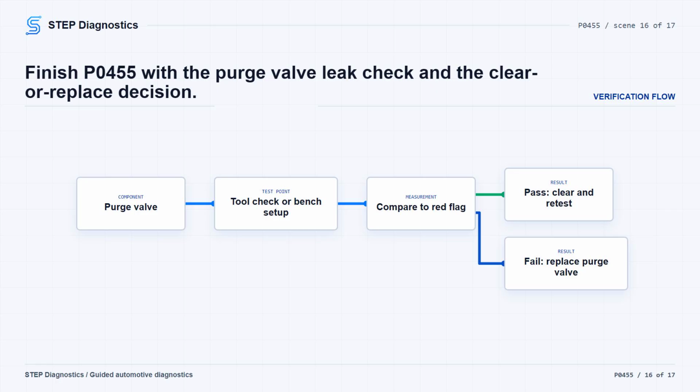Let the flow meter ball descend until it stops, then compare it to the red pointer flag. Below the indicator flag means the purge valve passed the pressure test. Above the indicator flag means the purge valve has an unacceptable leak.